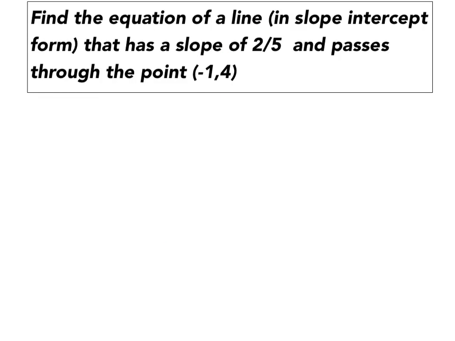Same question, only this time my slope is 2/5, and it's going to pass through the point -1, 4. Okay, so one more time. Point slope form is y minus y1 equals m times x minus x1. So let's start filling in our numbers. The first y stays put minus the y from my point. Remember that this is my x, y, and this is my slope.